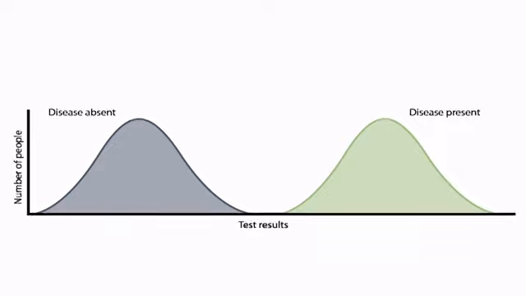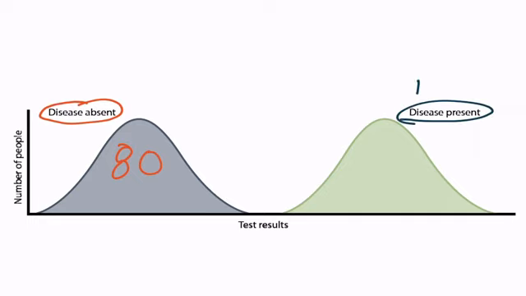On the left side, we find those that do not have the disease. And we will say that this is 80 patients. On the right side, we have those that have the disease. And we're going to call this disease rheumatoid arthritis. And we will say that this graph represents 80 patients as well.